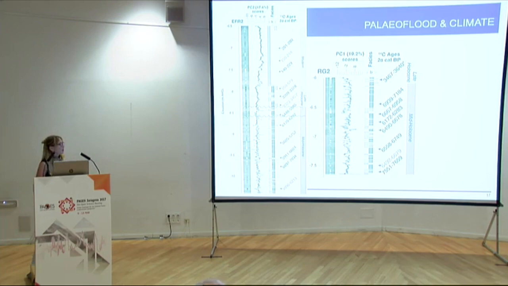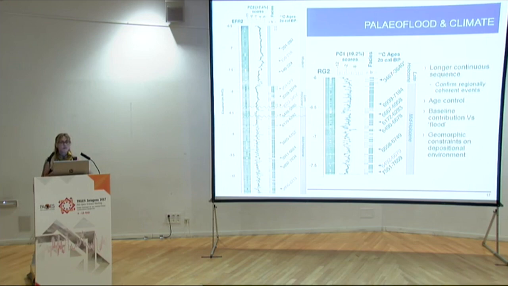Before we actually pull out a paleoflood frequency and a paleoclimate record from this, we first need to validate this record against existing records. And in order to do this, I think we need a longer and more continuous sequence that has less hiatus within the record. It would be nice regionally, across the two cores or across numerous cores, to confirm regionally coherent events within the area. We need tighter age control as well, using OSL dating.